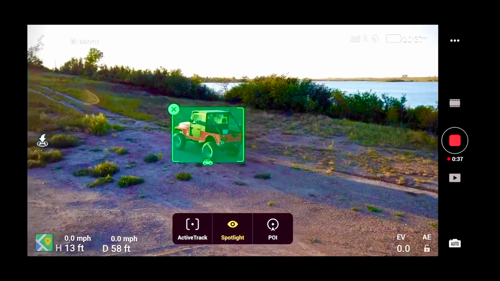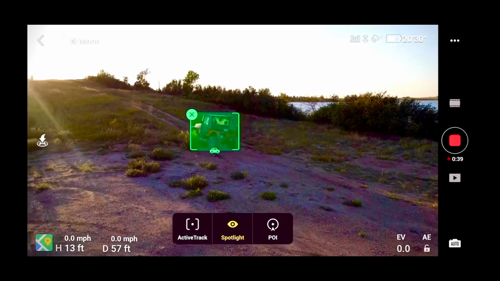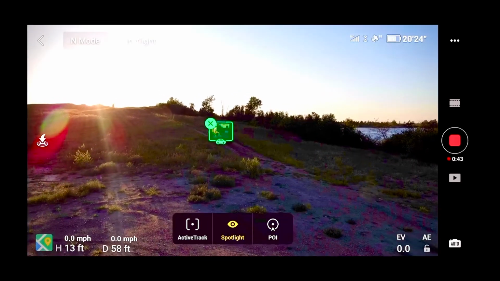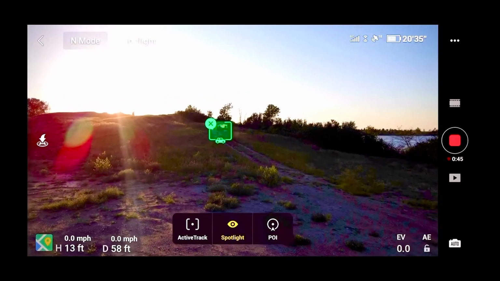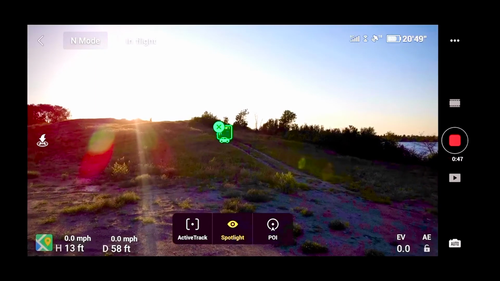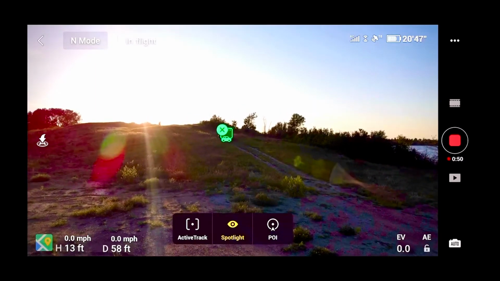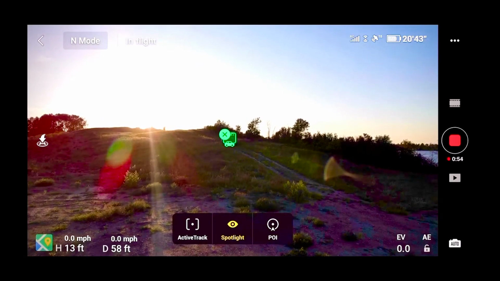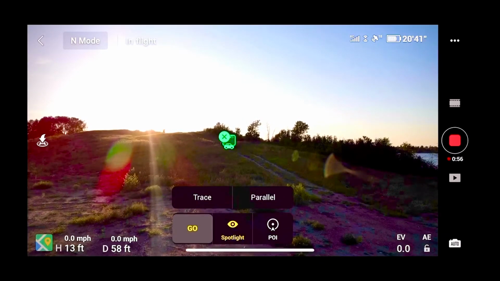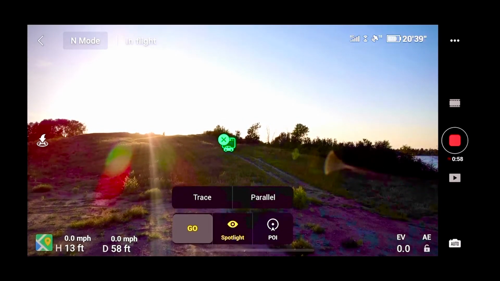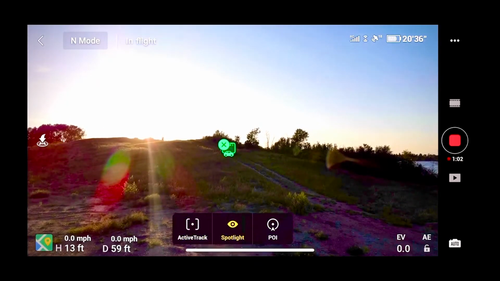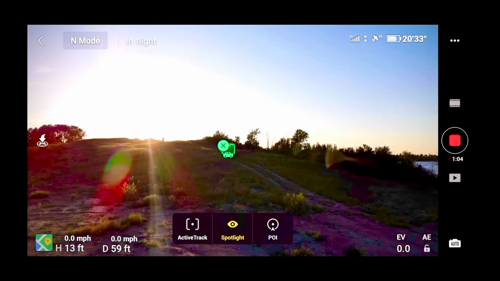Instead of ActiveTrack, I believe I selected, probably I think it was Spotlight. So it's just looking at me now, just like somebody having a concert, and you have the star of the show, and the spotlight will keep track of the person. So in this instance, I would have needed to move the drone manually myself.